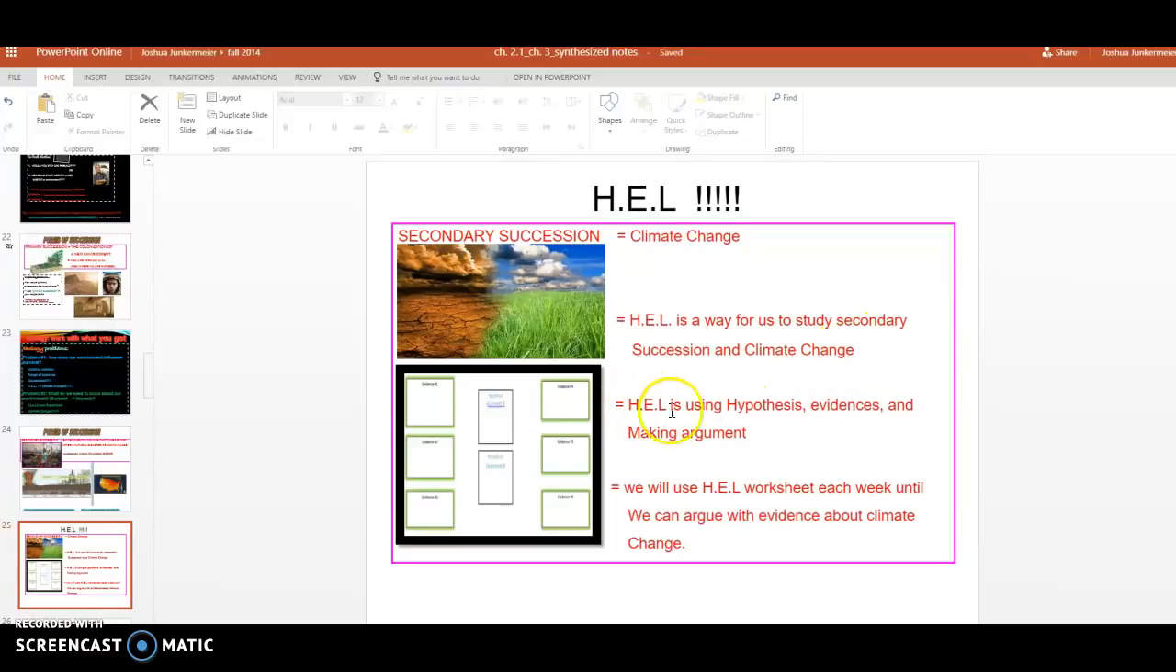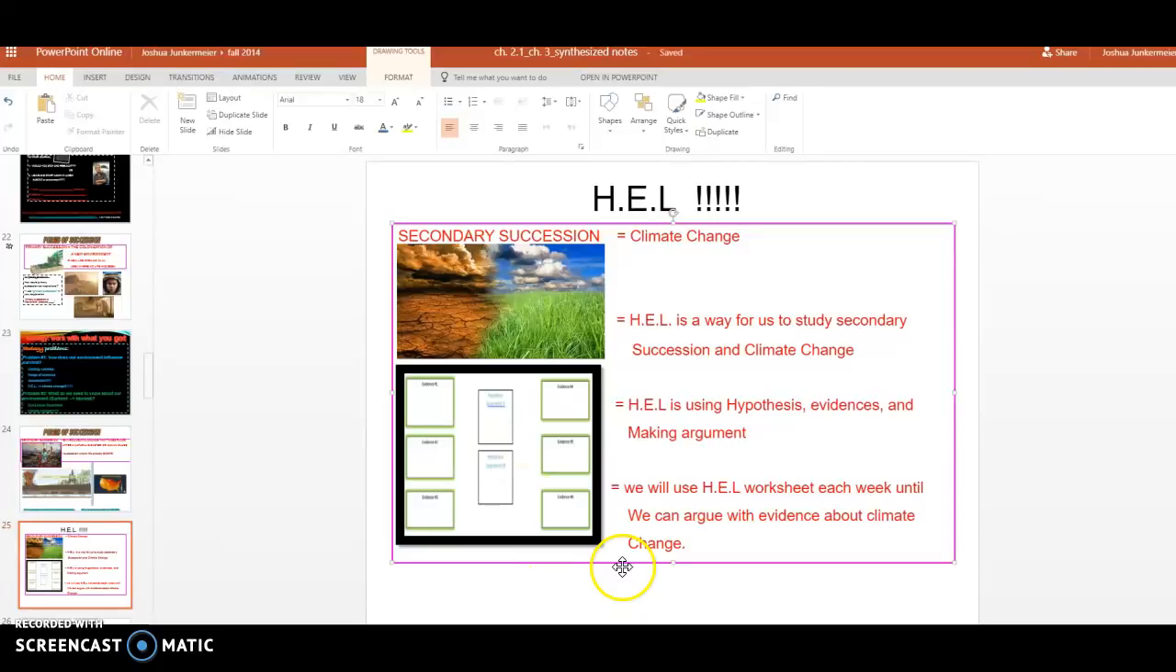It also says that HEL is using hypothesis, evidence, and making arguments. And it also says that we will use the HEL worksheet each week until we can argue with evidence about climate change, a form of secondary succession. Here's a little screenshot of what our form looks like, the HEL worksheet. And we will be learning in class how to use it.